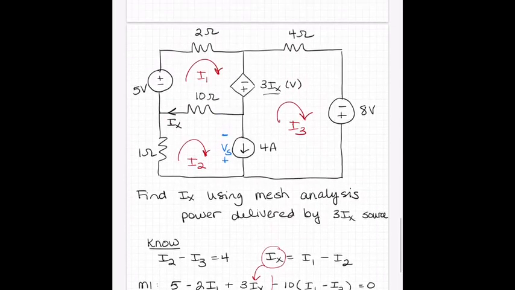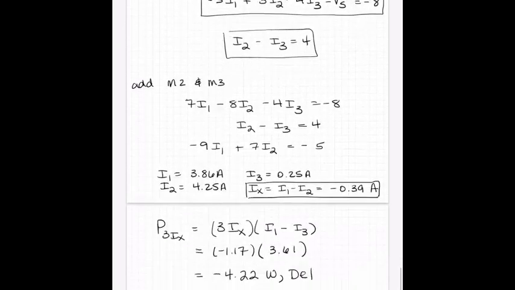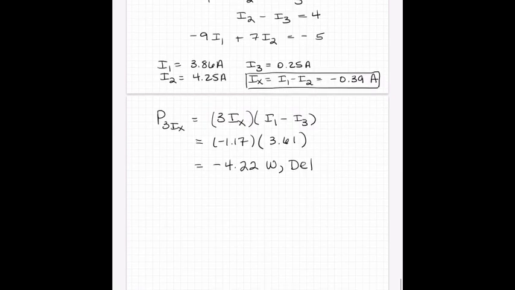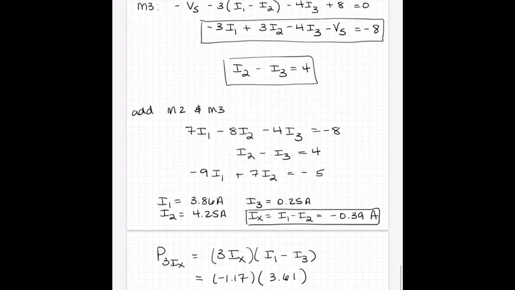Now let's go back and just remind ourselves that we were solving for this net current, which is going to be I1 minus I3. And so because Ix is negative, we ended up with negative watts delivered for that 3Ix source. Okay, so that's everything for mesh analysis examples.